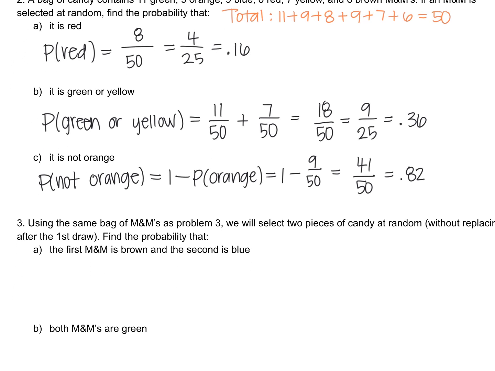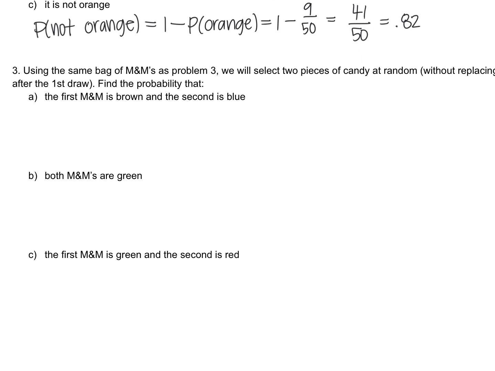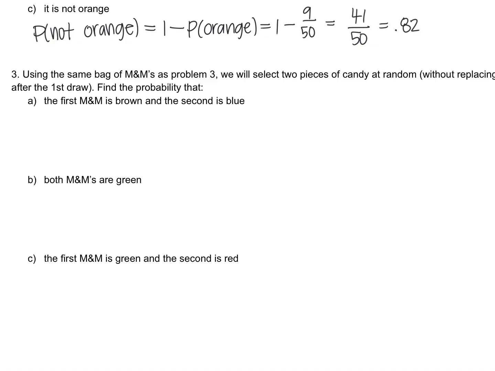So now we're using the same bag of M&Ms, but now we're selecting 2 pieces of candy and we're not replacing it after the first draw. So we want to find the probability that the first M&M is brown and then the second is blue. So probability of brown, then blue.